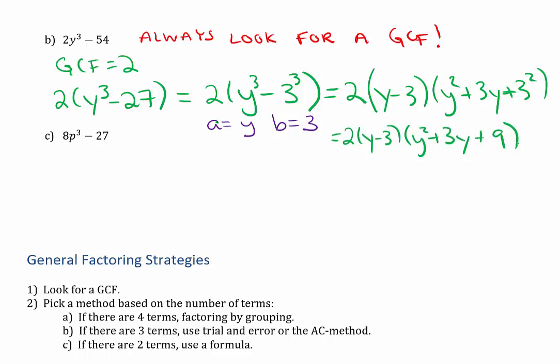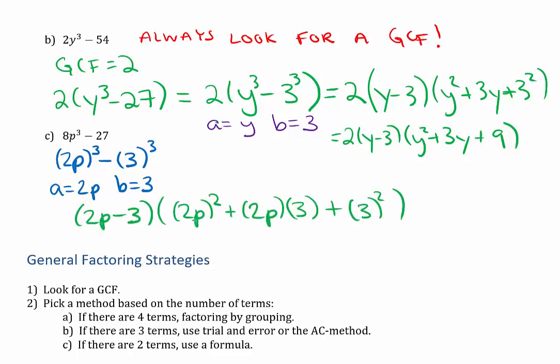Now part C is also a difference of cubes. 8 is 2 cubed, and 27 is 3 cubed. So when I use my formula, I'll be replacing the a's with 2p and the b's with 3. After I plug those numbers in, I've got a little bit of work to do. I'm going to square both the 2p and the 3. The quantity 2p squared is 4p squared, plus 6p, plus 9. And that's my final answer.